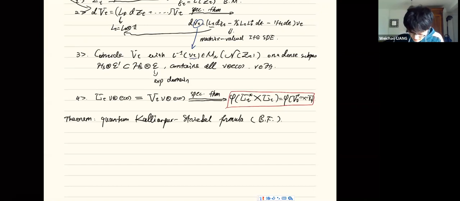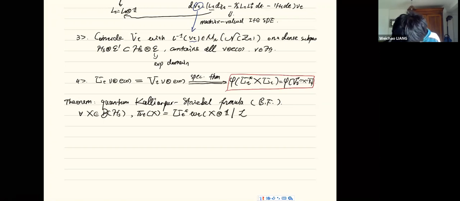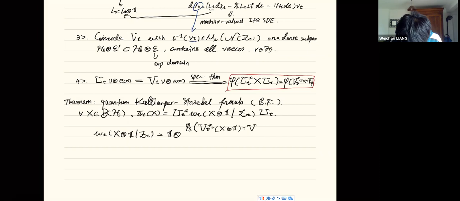In fact, we just apply the Bayes formula here. We can obtain exactly this result. And for any operator belonging to the bounded operators on HS, the optimal estimation is given by this form. I've already shown that. Then we apply the Bayes formula on the omega_t, and we have this expression.